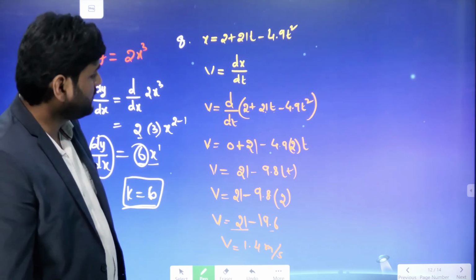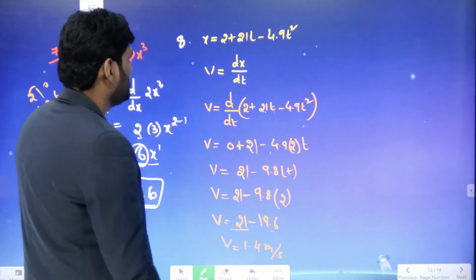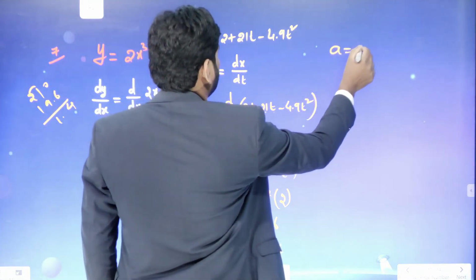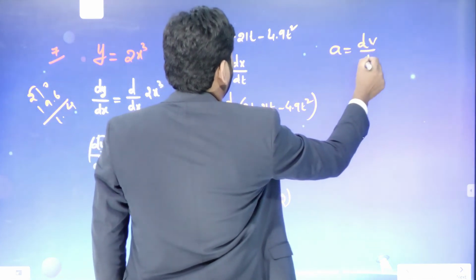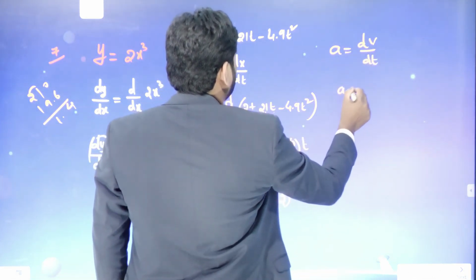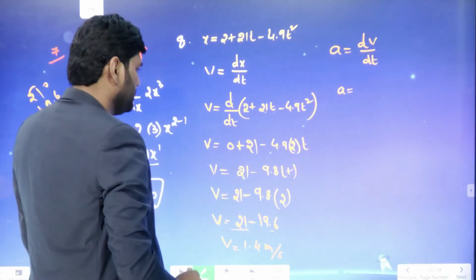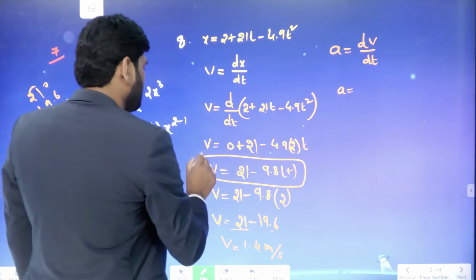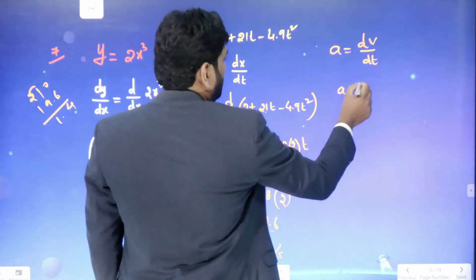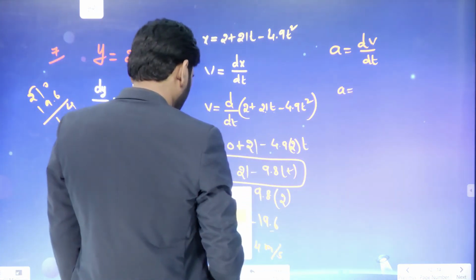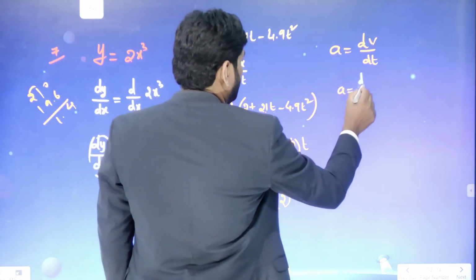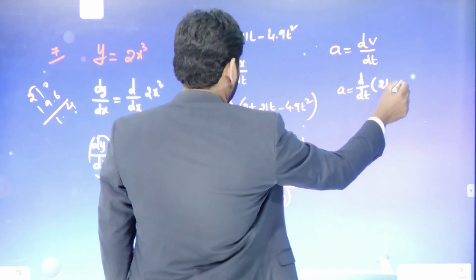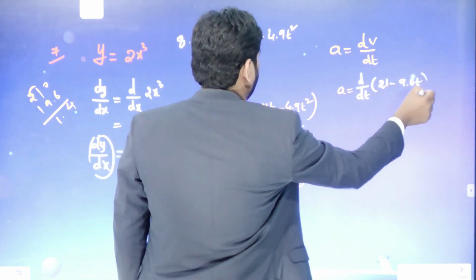So whatever we are doing is correct. Next, they are asking for acceleration. Acceleration is nothing but dv by dt. So for acceleration, you already know the velocity. Do the differentiation of velocity. d by dt of the velocity, which is 21 minus 9.8 into t.